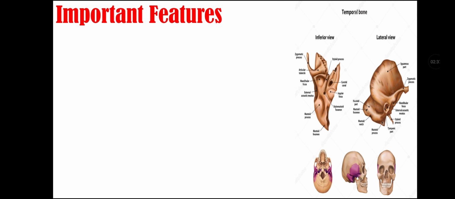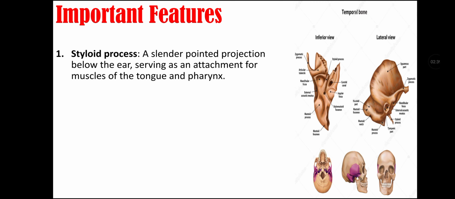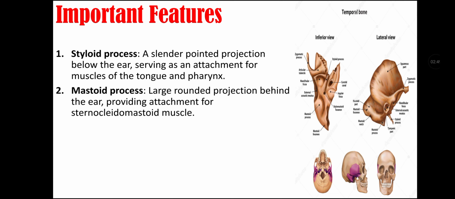Important features of temporal bone. First is styloid process, that is a slender pointed projection below the ear. It serves as an attachment point for muscles of the tongue and pharynx. Second feature is mastoid process, that is a large rounded projection behind the ear. It provides attachment for the sternocleidomastoid muscle.